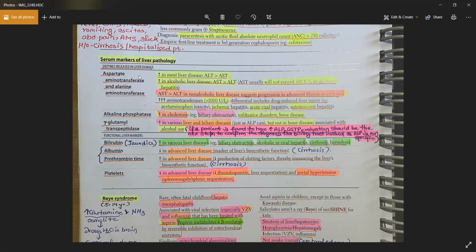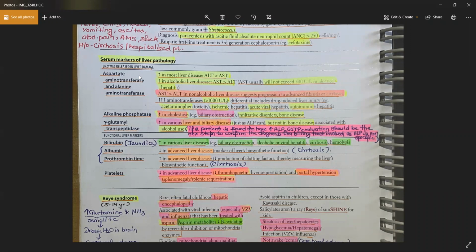So it is a sensitive but not as specific marker. The last one is gamma glutamyl transpeptidase, or GGT. It is only increased in liver associated pathologies, but not in bone associated ones. So whenever you encounter a patient with a high alkaline phosphatase, you always need to check the GGT levels to ensure that the patient does not have a liver pathology, but a bone or other pathology, right?